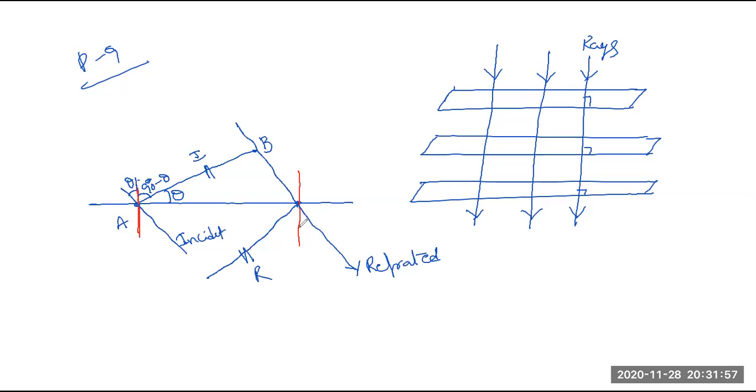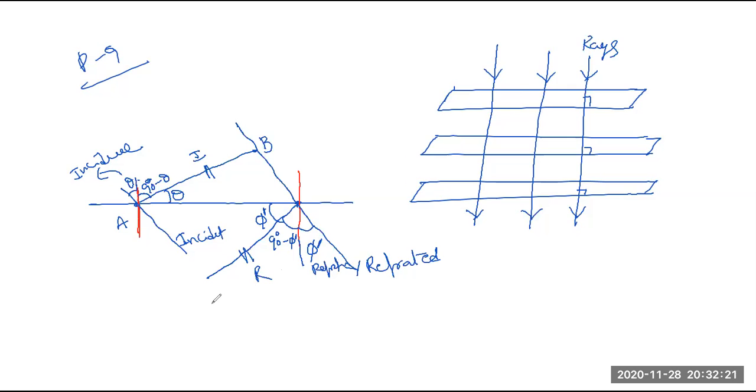Now I need to calculate this angle. Let's say the refracting angle I'm taking as phi dash. So this angle is again 90 degrees minus phi dash. This angle will be phi dash, as given in the problem. So this is the angle of incidence, and this is the angle of refraction.